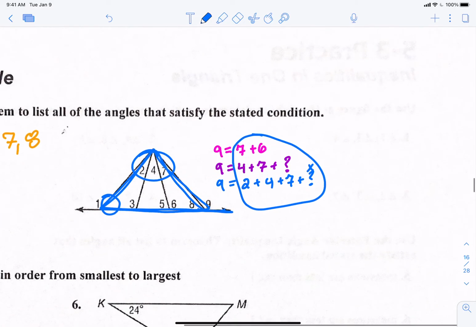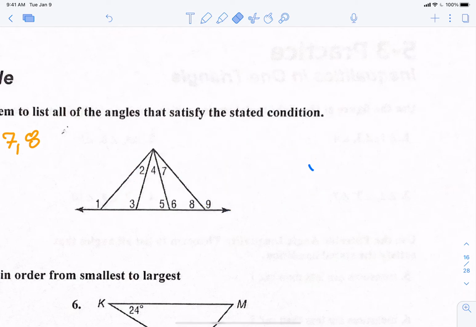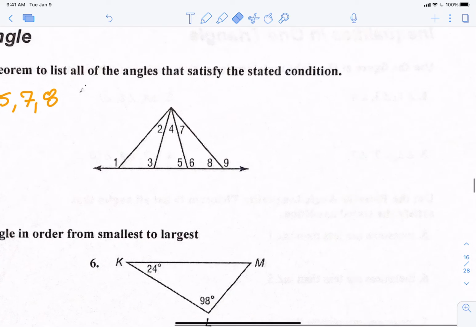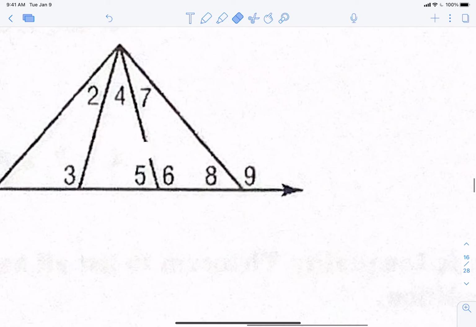Is that making sense? Not really. Yes, but we're going to go with it. How does that not make sense? It's hard because you're having to look at multiple triangles at a time. If it was just one, it would be like, okay, 4 plus 2 plus X. All right, ready for the next one? Measures that are greater than angle 5. So we're only concerned with angle 5.